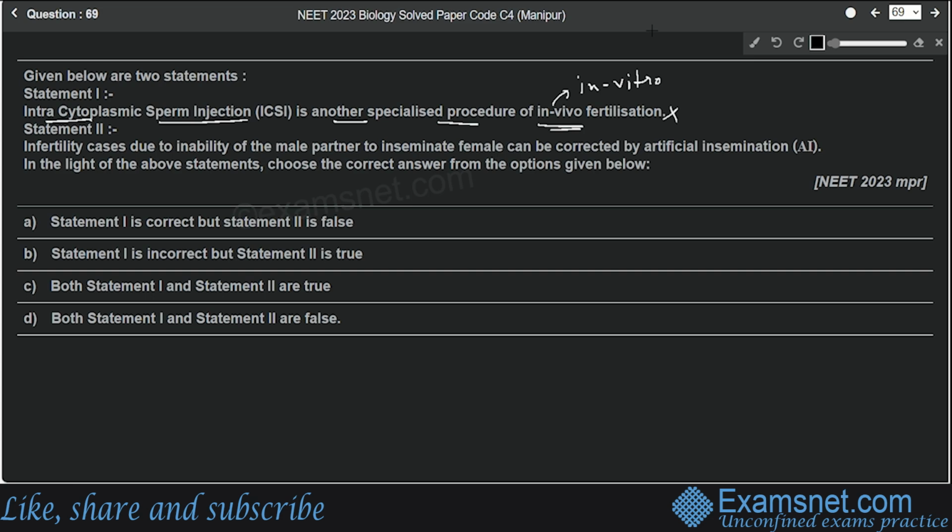The next statement says that infertility cases due to inability of the male partner to inseminate female can be corrected by artificial insemination. Yes, this is a correct statement. What happens in artificial insemination? In this, the sperm from the woman's partner or a donor is artificially inserted directly into the woman's cervix or uterus. So the first statement is incorrect, but the second one is correct. So the correct answer will be option number B. Statement 1 is incorrect, but statement 2 is true.